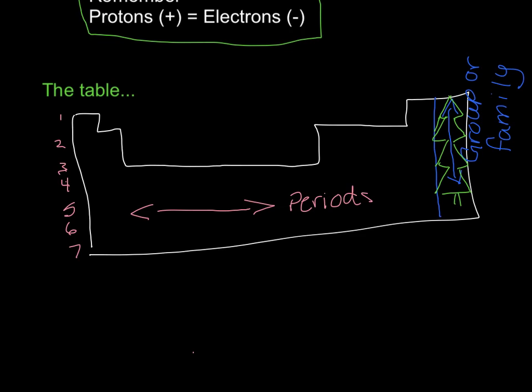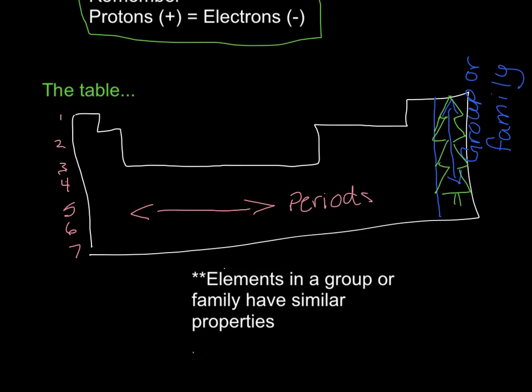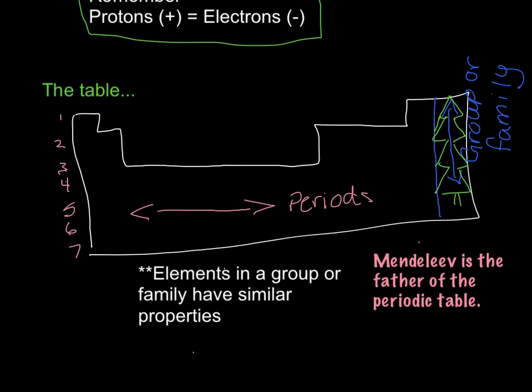And so we're going to write ourselves a little reminder that elements in a group or a family have similar properties. And then we're just going to put ourselves a little note right here just to remember the father of the periodic table is Mendeleev. Okay.